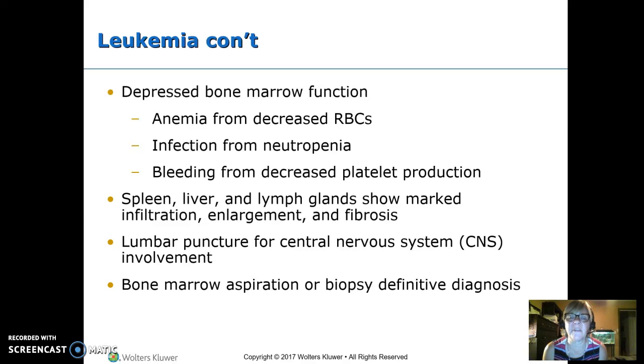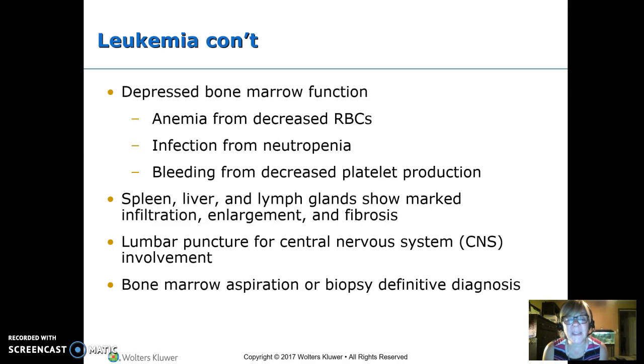The spleen, the liver, the lymph glands all can be infiltrated by these abnormal white cells, so many of them, so you can get enlargement and fibrosis of those organs. This often infiltrates the central nervous system, so we're going to do lumbar punctures to see if we've got those cancer cells in the central nervous system.